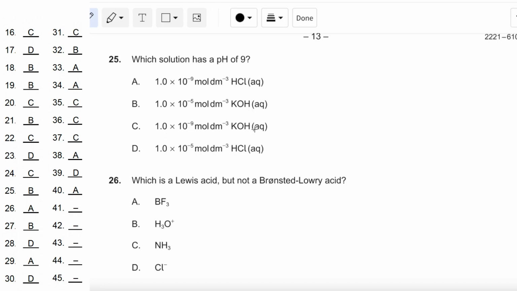This is KOH, which is going to be pOH, so not this one. What about D? You cannot get concentration 10 to the power negative 9 as well. B will be pOH of 10 to the power negative 5. pOH here is 5, so pH is 14 minus 5, which is 9. So the answer will be B.